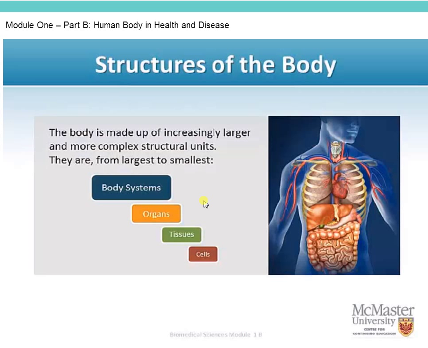Next we look at the structures of the body. The body is made up of increasingly larger and more complex structural units. They are, from largest to smallest, body systems, organs, tissues, and cells.